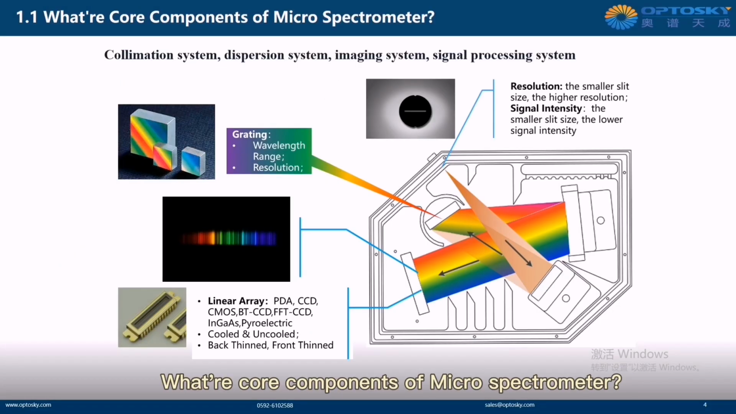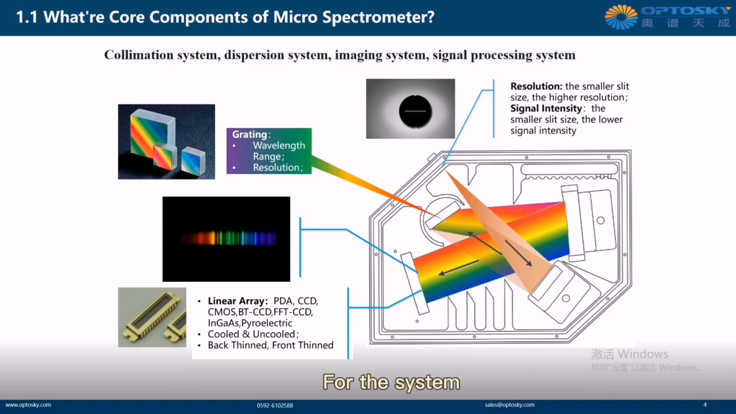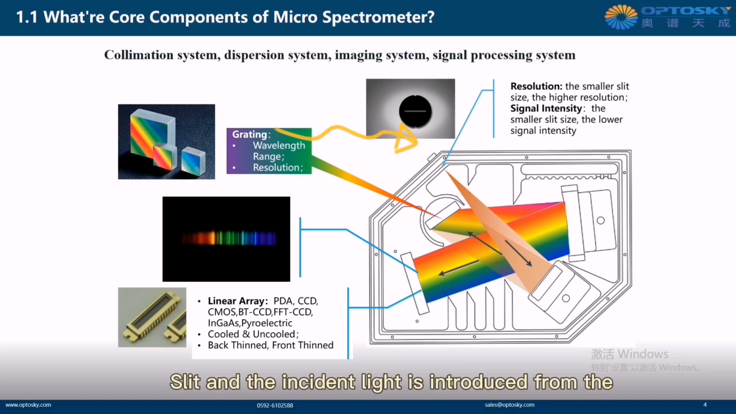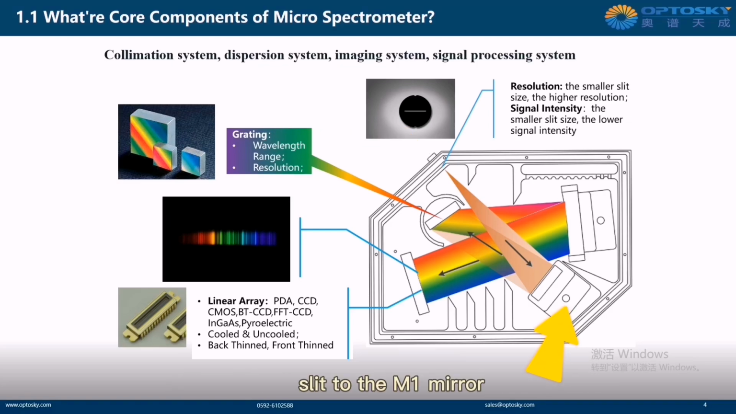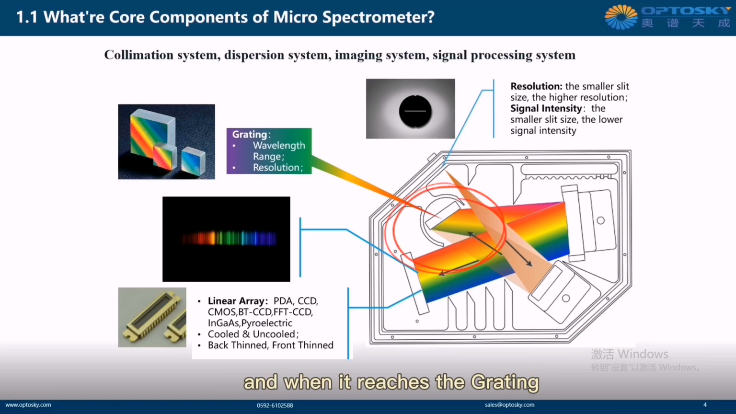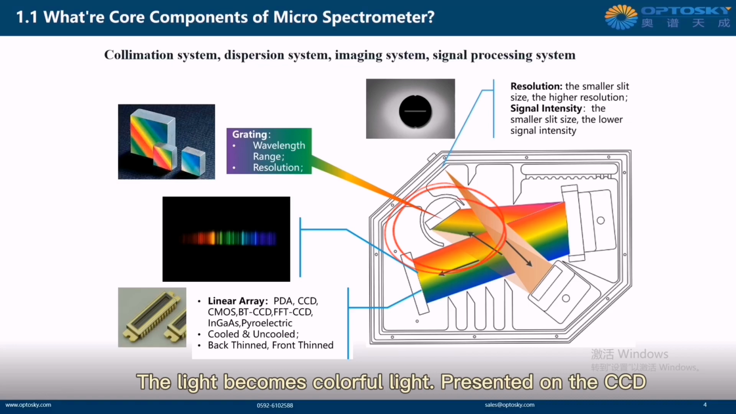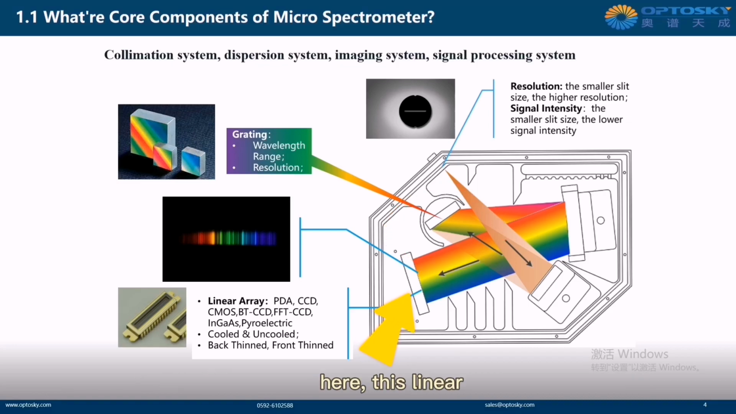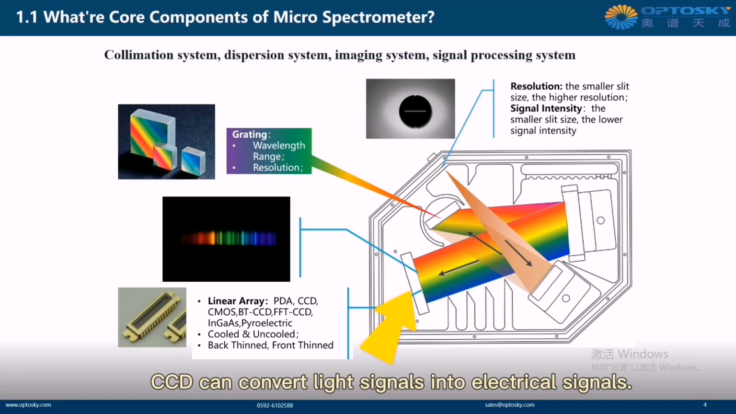What are the core components of a microspectrometer? For the system, the spectrometer includes an information system, dispersion system, imaging system, and signal processing system. The main components are in the picture below. The incident light is introduced from the slit to the M1 mirror. This mirror is used for light collimation, and when it reaches the grating, it becomes colorful light. It is presented on the CCD here. This linear CCD can convert light signals into electronic signals.